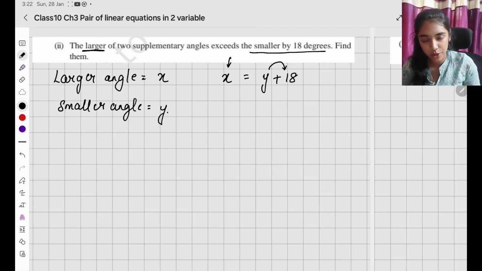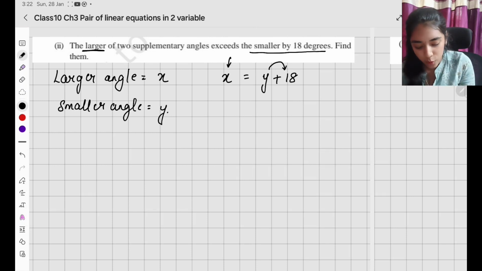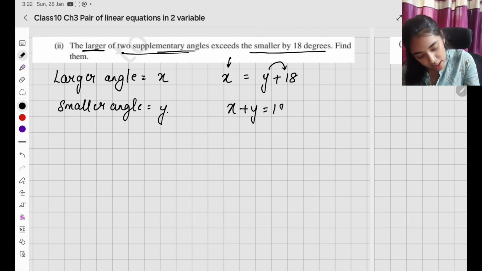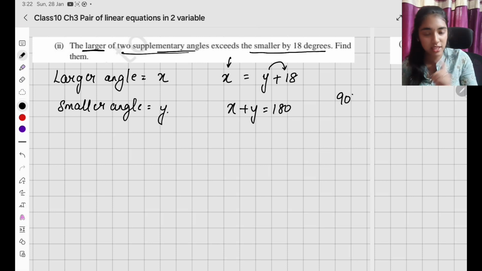So this is one equation. You always need two equations to solve linear equations in two variables. Ena rendu variable irukku. What is the other equation? What is hidden here? The larger of two supplementary angles. Supplementary na enna? We have x plus y equals 180. When you add the two angles, you are going to get a value of 180 degrees. That is supplementary. Complementary na enna? It is going to be 90 degrees. Okay, idella therinjukonga. So x plus y equals 180 and x equals y plus 18. So these are the two equations.